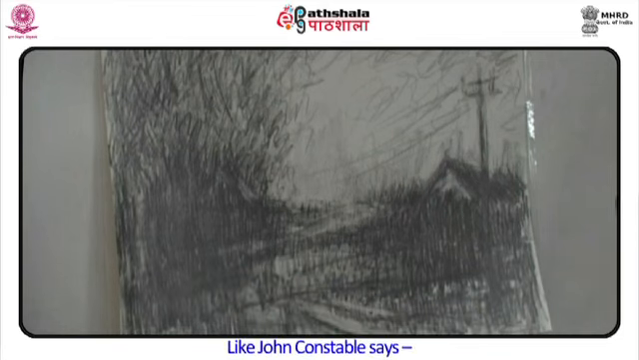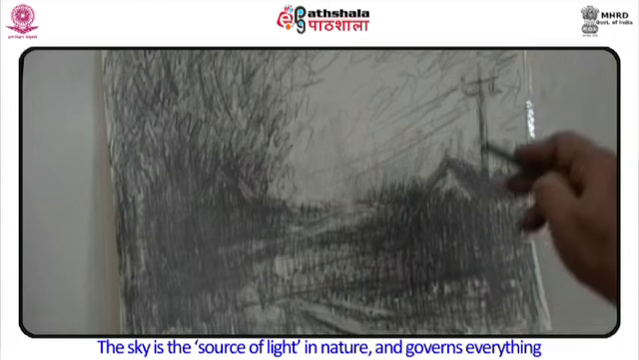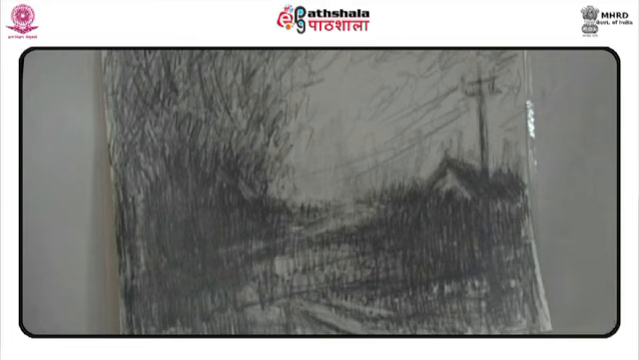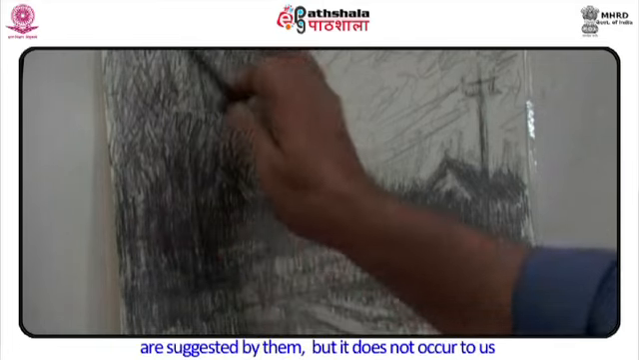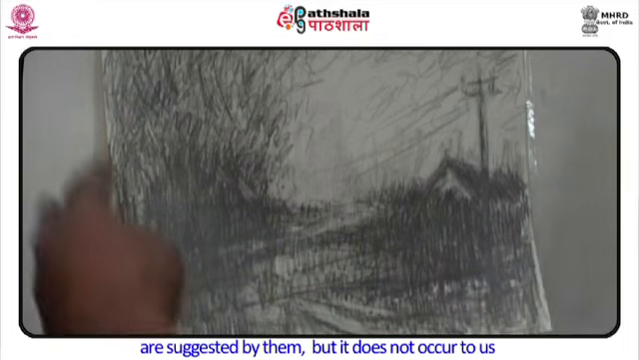Like John Constable says, the sky is the source of light in nature and governs everything. Even our common observations on the weather of everyday are suggested by them, but it does not occur to us.